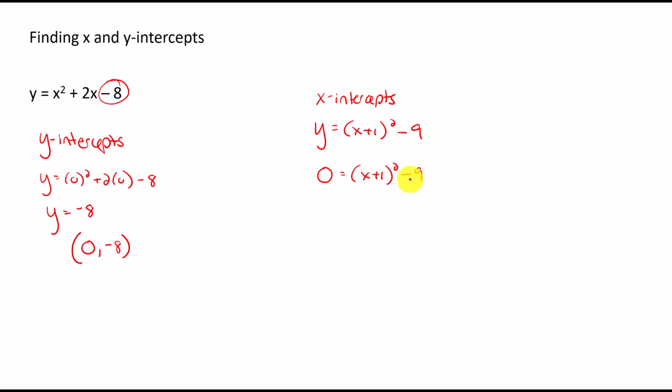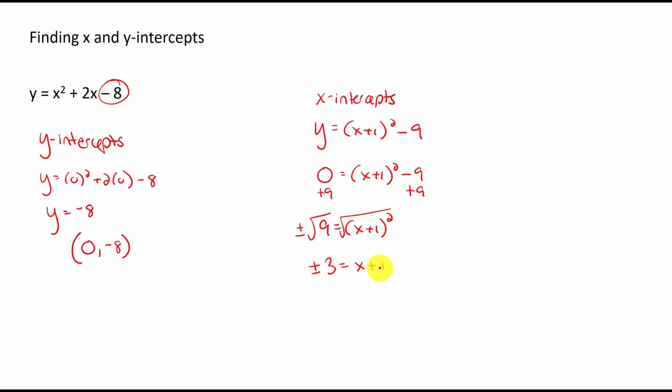So looking at this, let's think about what we would do to solve for x. I would need to move this 9 first. I would need to add the 9. So I get 9 equals, and I have (x + 1)². And then in order to get rid of the square, we need to square root both sides. But when we do that, we have to put plus or minus. And the square root of 9 is 3. So plus or minus 3 equals, this square root cancels this square out, and I get x + 1.